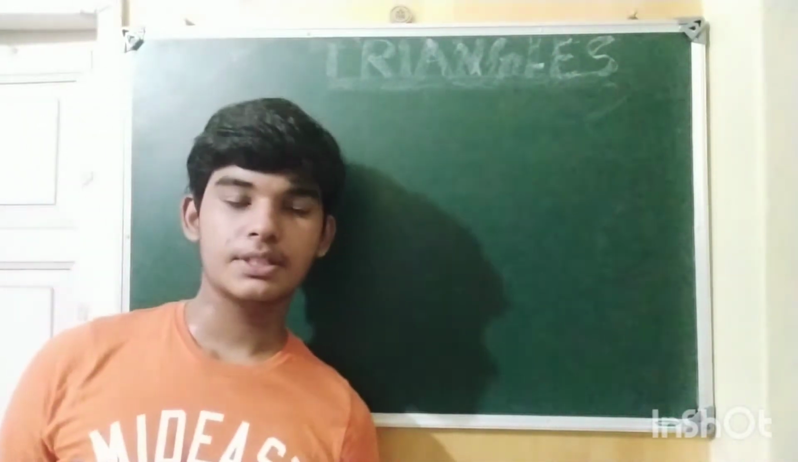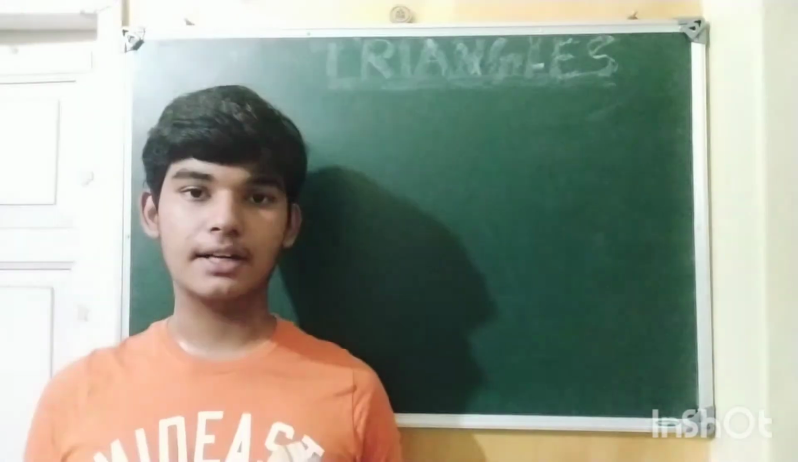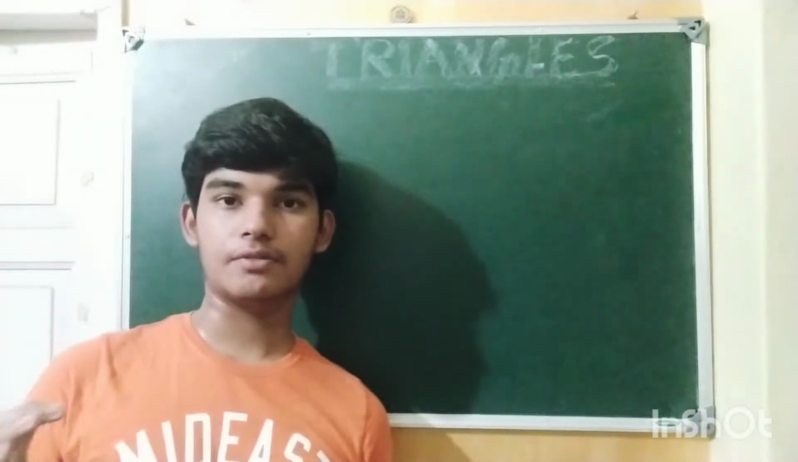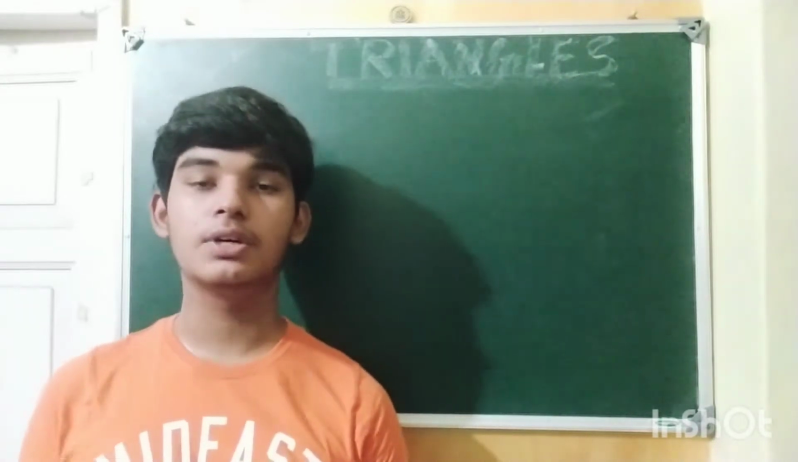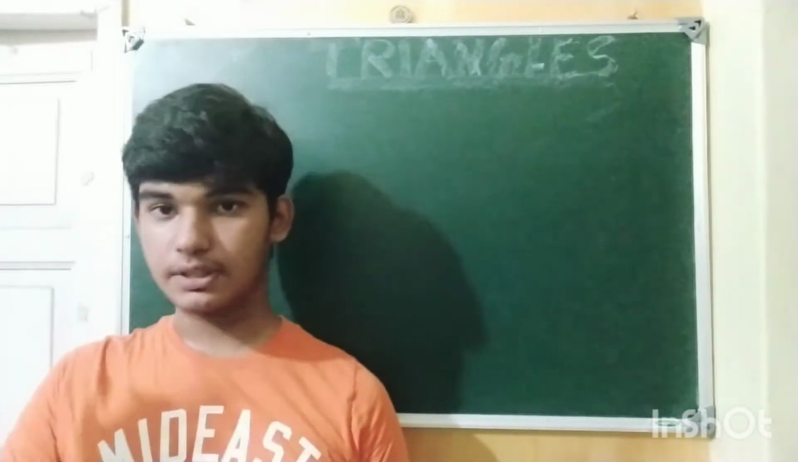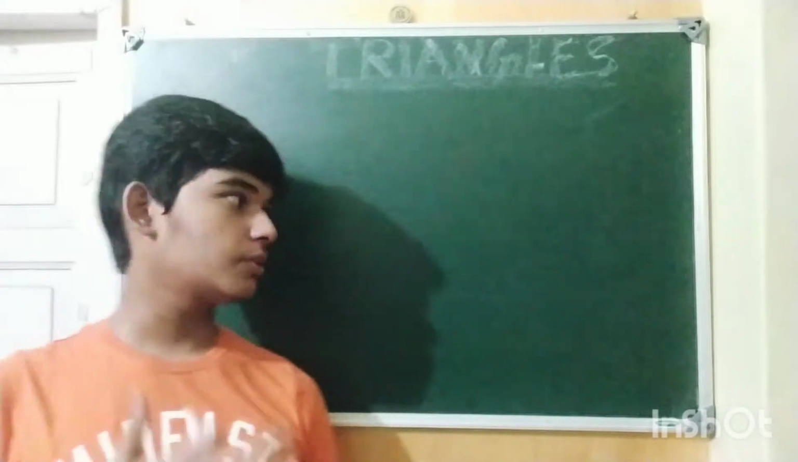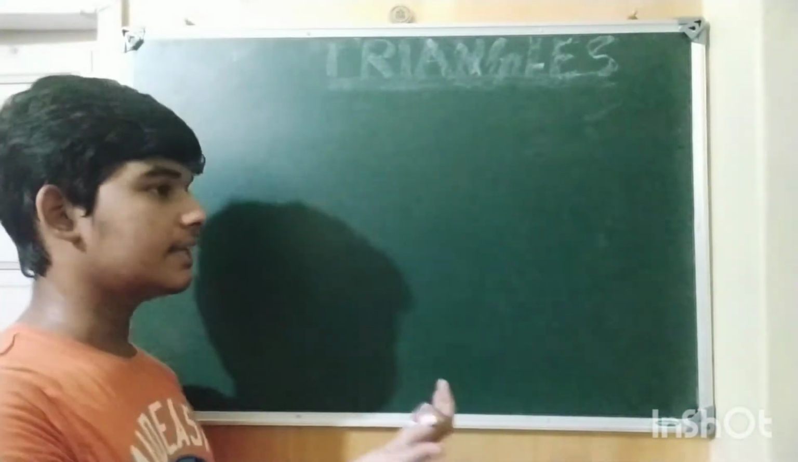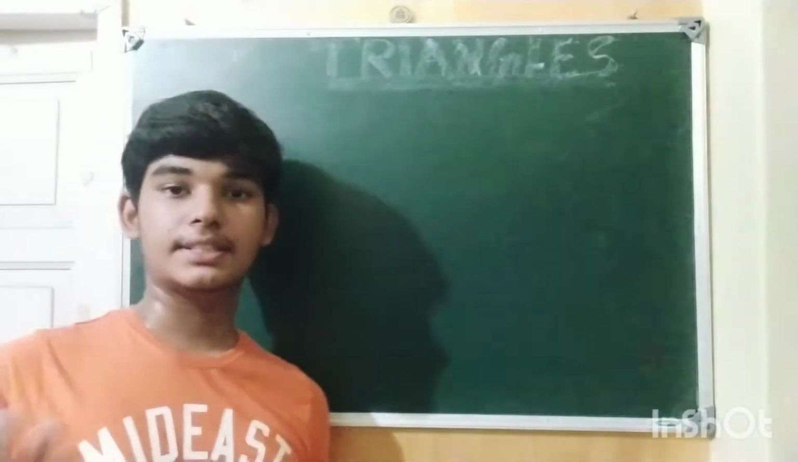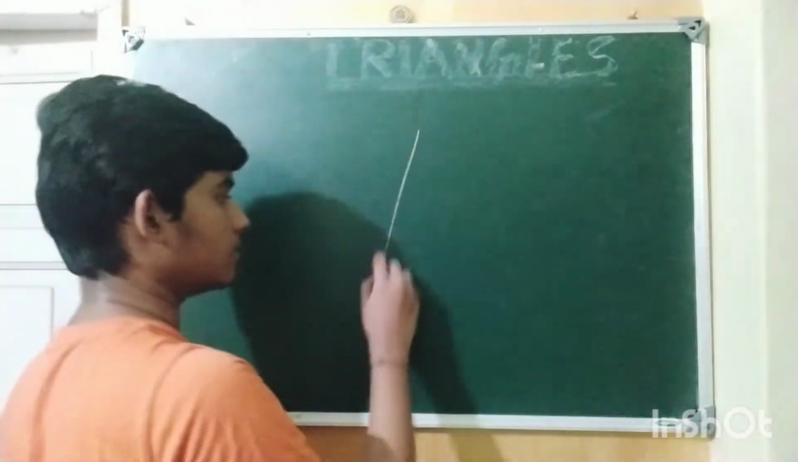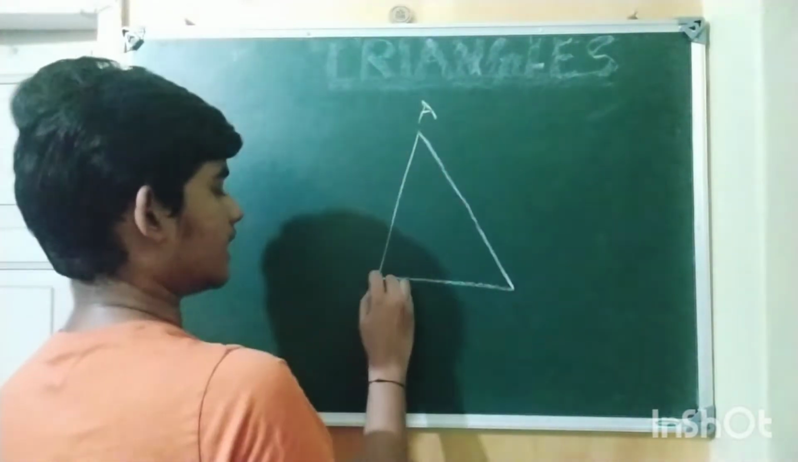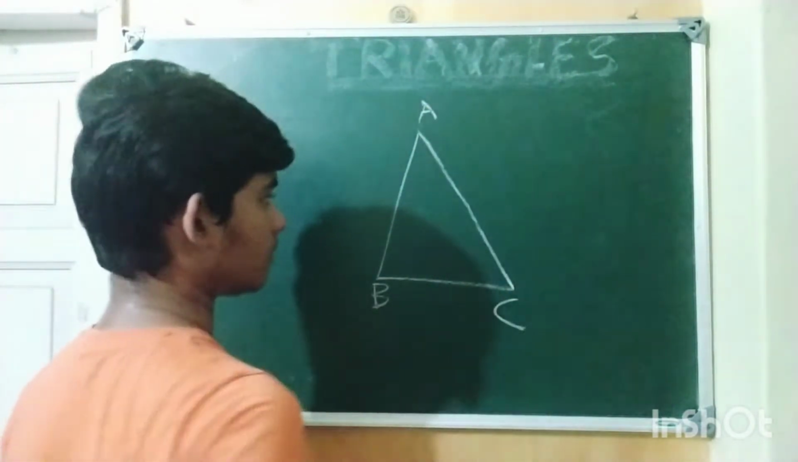The first theorem says that if a line is drawn parallel to one side of a triangle, and the line passes through the other two sides at two distinct points, then the triangle is divided into two parts which are in the same ratio. So for example, let us take this as a triangle.